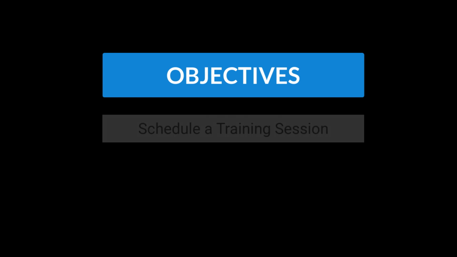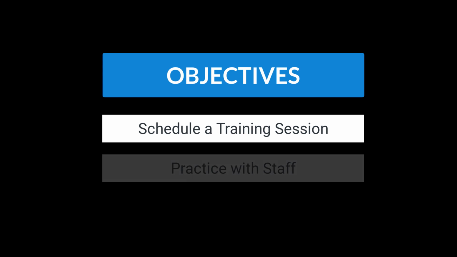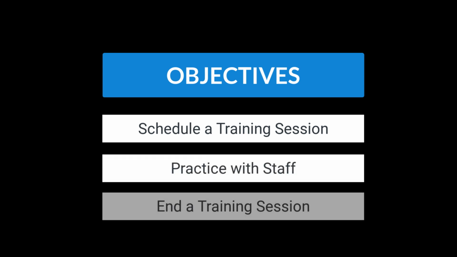This is an overview of how to use the Badge Training Mode feature in the Admin panel. This feature allows you to train all of your staff on how to use the badge without triggering an actual alert. You'll learn how to schedule a training session, practice with staff, and end a training session.